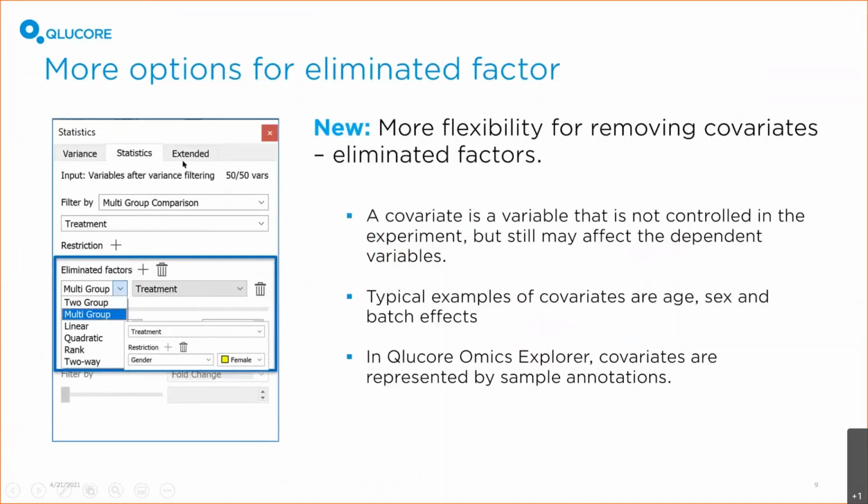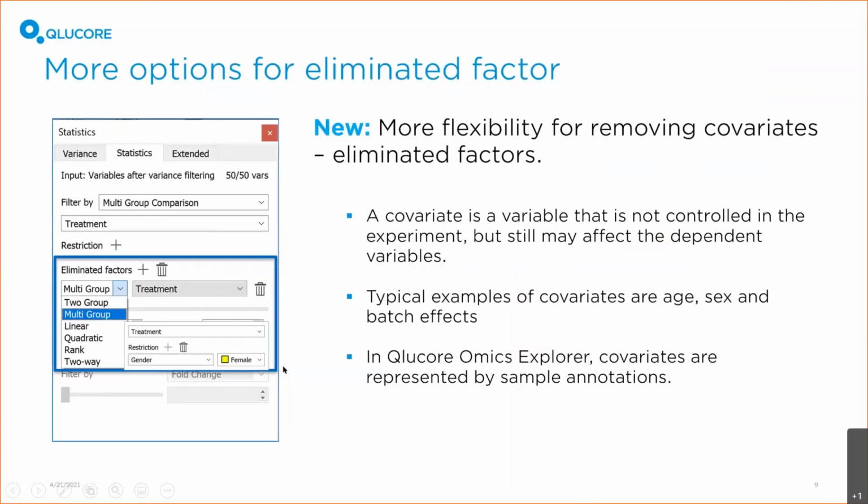And so when we talk about eliminated factor, another word for that is covariate. A covariate is a variable that is not controlled in the experiment, but may still affect the dependent variables, the ones that we are interested in. And typical examples of covariates are age, sex, and batch effects. And in Qlucore, the covariates are represented by sample annotations.